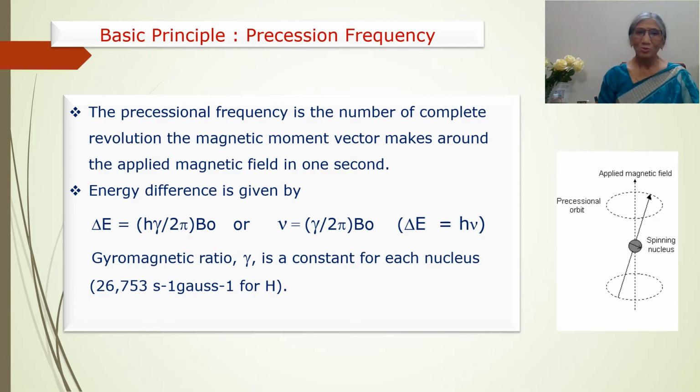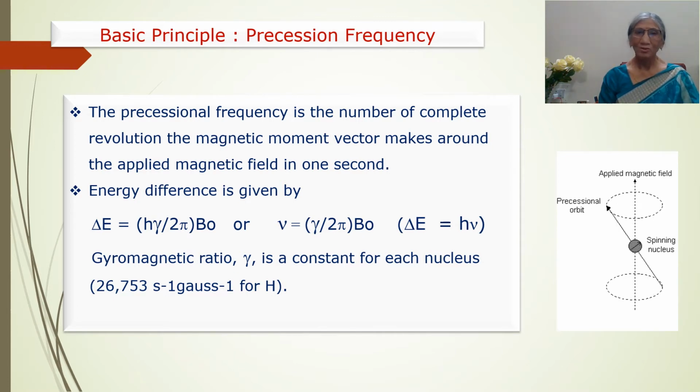delta E is equal to h gamma by 2 pi B0. Gamma is the gyromagnetic ratio, and it is constant for a specific nucleus, and for a proton the value is 26,753 per second per Gauss.